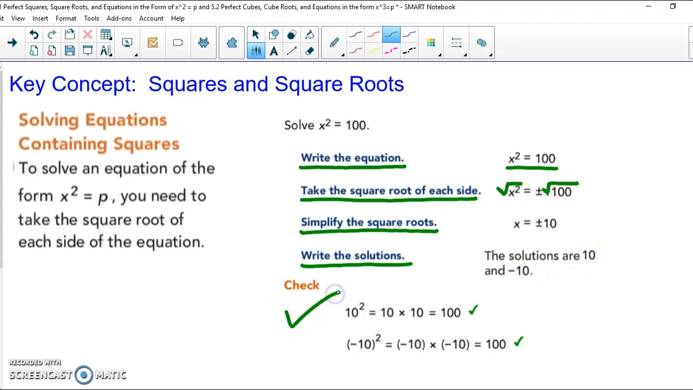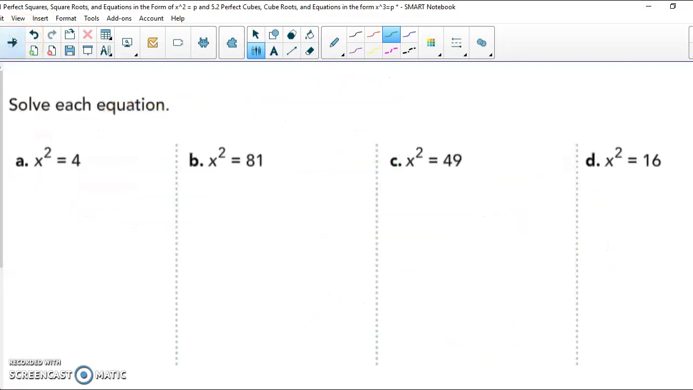And if I want to check my work down here, which I always do, then I can substitute each of these solutions back into my original equation. So if I substitute 10 in for x, 10 squared equals 10 times 10, which is 100. That checks out. Or if I substitute negative 10 in here, negative 10 squared means negative 10 times negative 10, which also equals 100.